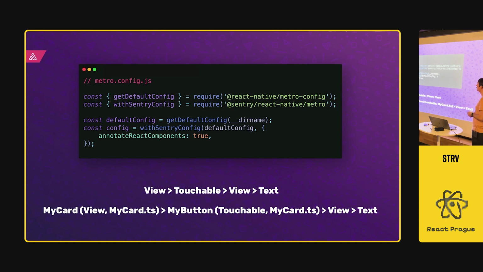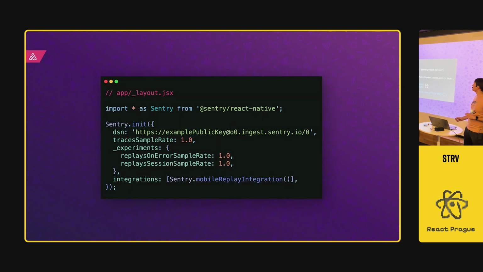added to the bundle during build time, and you can enable that with this simple option called annotate React components, set it to true. And I assume here that you already used Sentry before, so you would have this with the Sentry config in your file already. The next thing you do is locate your Sentry init. Usually it's at the root of the application. In the Expo case, it would be app layout if you are using Expo router.